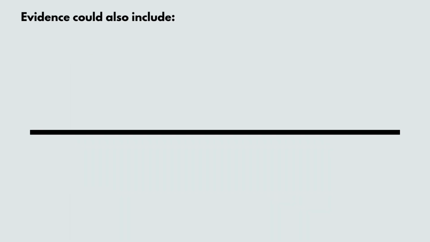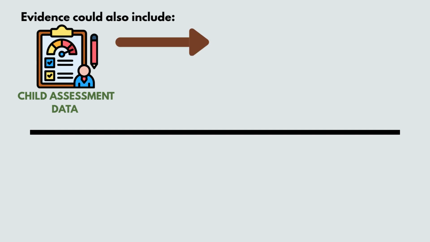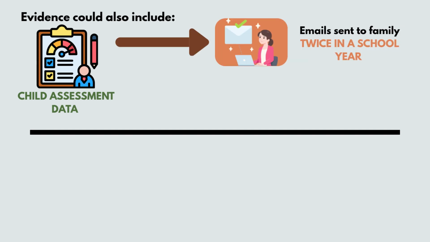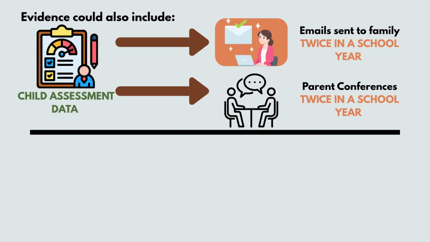Evidence could also include child assessment data that's sent to families twice during the school year, and parent conferences occurring twice during the school year. These can be offered virtually or in person to review child assessment data. Evidence of this may include conference sign-in sheets.